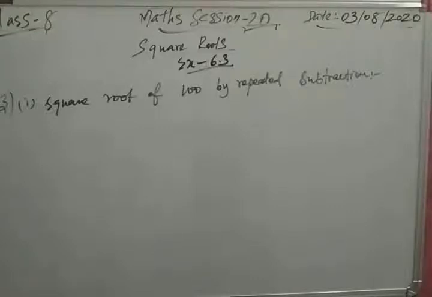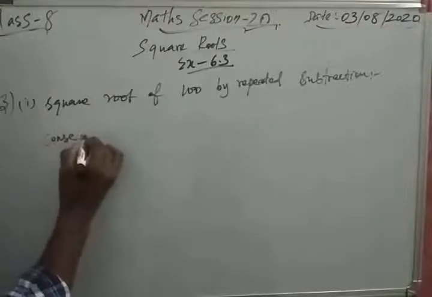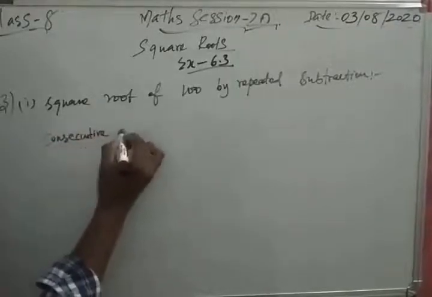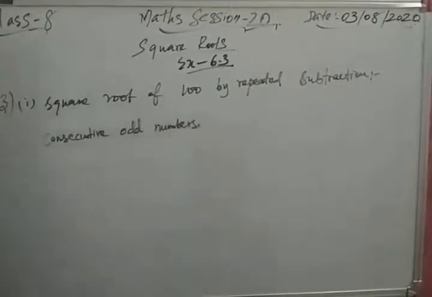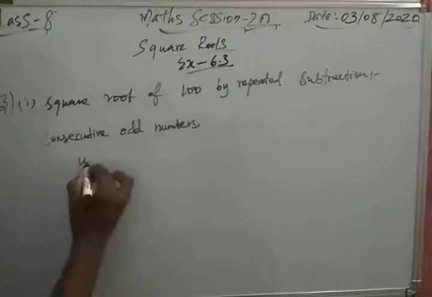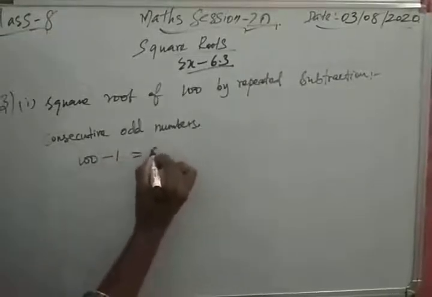Same like that, here we are going to use the method of repeated subtraction of consecutive odd numbers. Here, first we write the number given in the question, 100. What is the first odd number? That is 1. So 100 minus 1 is equal to 99.